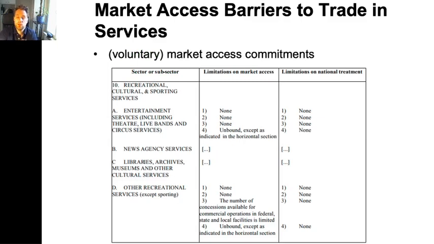So what you see here is what such a market access commitment looks like. This is the one by the US. And that's why, as I mentioned earlier, you have to find out, okay, what is recreational? What does that mean at the end of the day? Because these are the four modes of supply. And here you see, okay, are there any limitations on market access? None. And fourth, there is also unbound. And then also other recreational services. Then there are a number of concessions available for commercial operations, and federal, state, and local facilities are limited when it comes to other recreational services. And also the fourth mode of supply was unbound, except as indicated in the horizontal section.